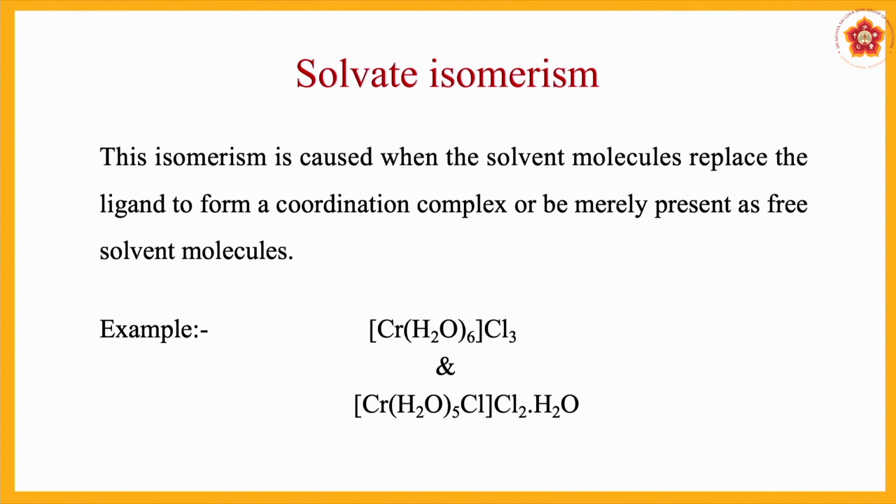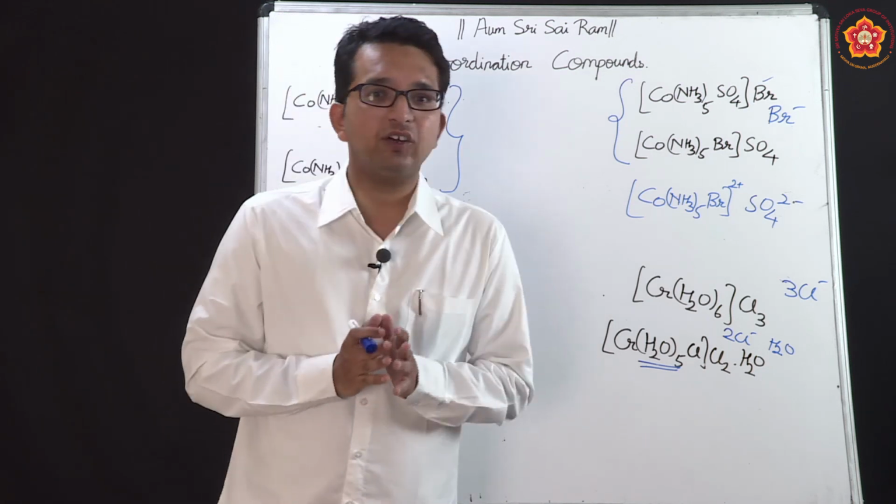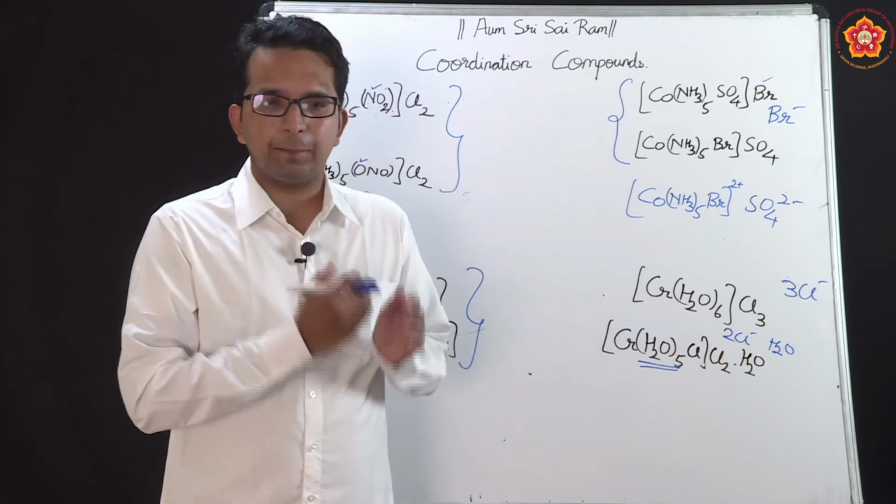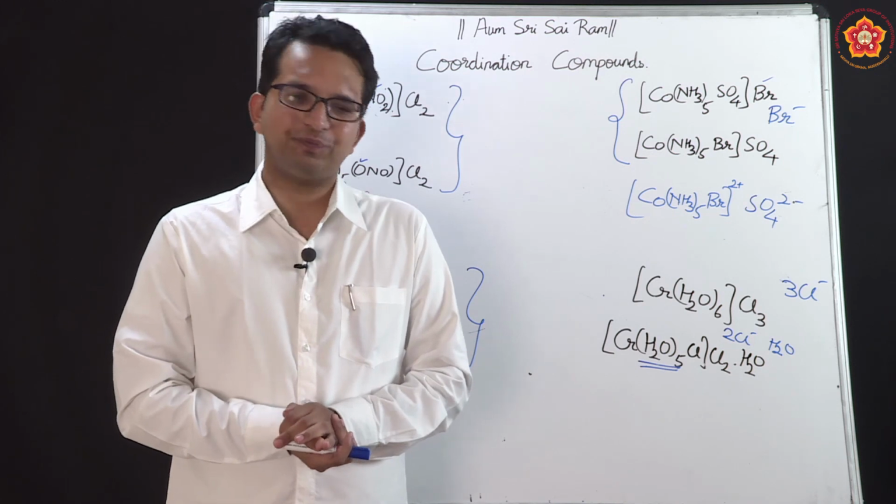The fourth type of structural isomerism is solvate isomerism, where the solvent molecules act either as a ligand or are merely present as free solvent molecules. In this example, water is present as a ligand in the first case, where all 6 molecules of water are ligands. In the second case, 5 molecules of water are ligands along with 1 chlorine, whereas one more molecule of water is simply present as a solvent molecule. So this is about the study of the structural isomerisms present in these coordination compounds. Thank you. Sai Ram.